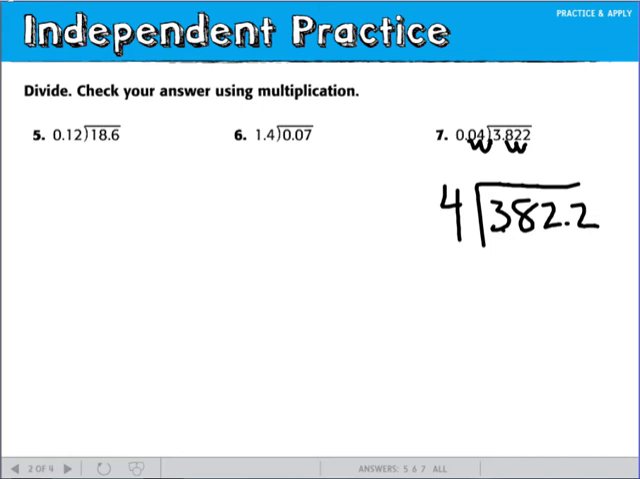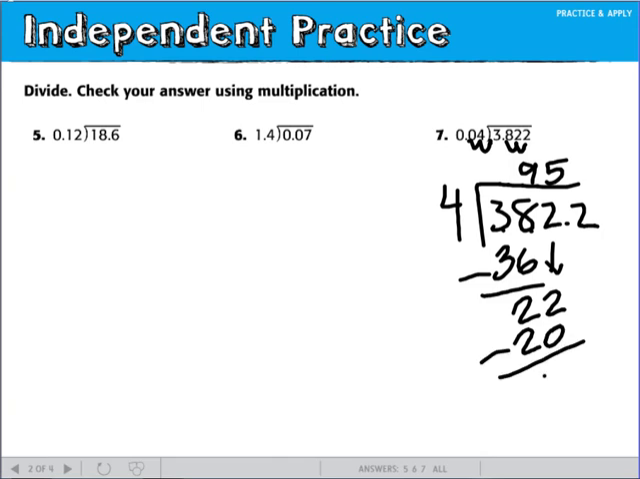3 cannot go into 4. 38 divided by 4 is 9. 9 times 4 is 36. Subtract that. That's 2. Bring down my 2. 22 divided by 4 is 5. 5 times 4 is 20. Subtract that. That's 2. Bring down my 2. 22 divided by 4 is 5. 5 times 4 is 20.